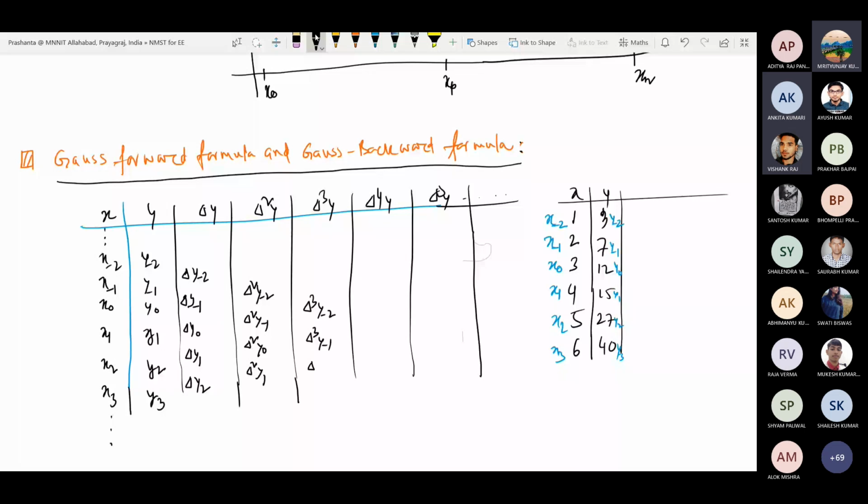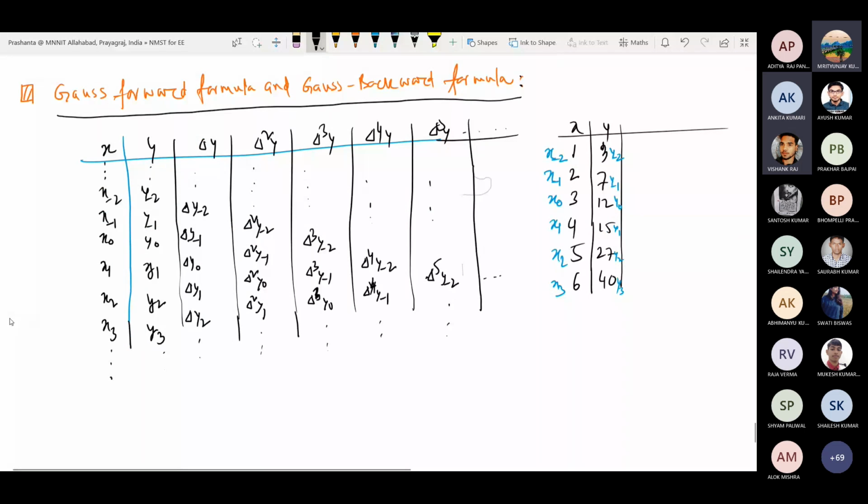del cube Y0. Here it will be del 4 Y minus 2, del 4 Y minus 1. It will be del 5 Y minus 2, and so on. A few more elements will be there depending on the number of data points. Similarly at the beginning also. Now once you choose x0 as center, you will have to create the forward difference table. So tell me, let me write down a few more elements here. What is the element at this dotted position?